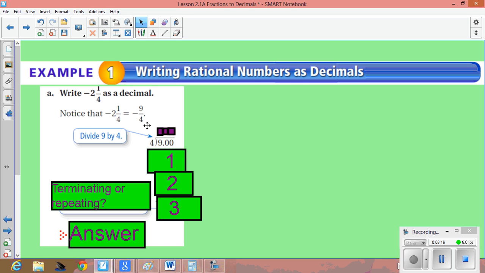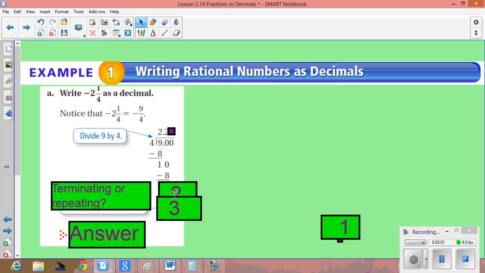So question for you, how many times does 4 go into 9? If you need to, take out your multiplication chart and use that. So 4 goes into 9 2 times. So what is 4 times 2? We have 8. And when we subtract 9 minus 8, we get 1 and bring down a 0. How many times does 4 go into 10? We get 2 again. 2 times 4 is 8. When we subtract, we get 2. And then we bring down the next 0.